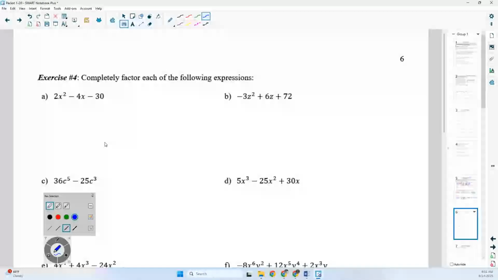So this is the second page of lesson 13. Now we're going to take what we just learned and combine it with possibly GCFs or difference of perfect squares.